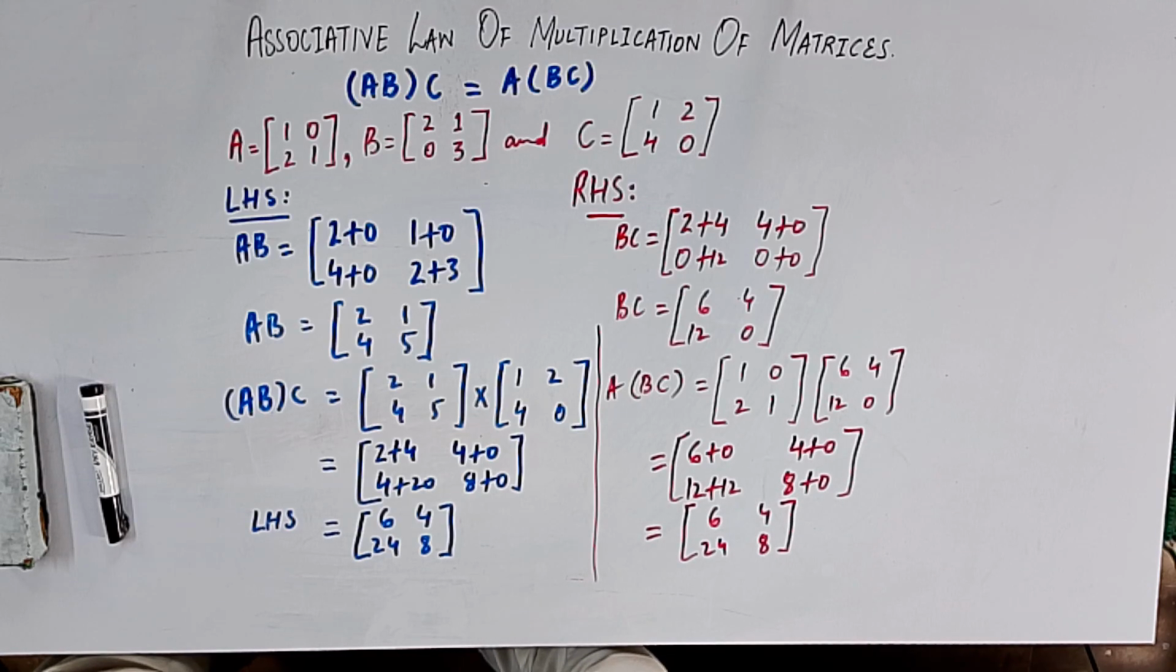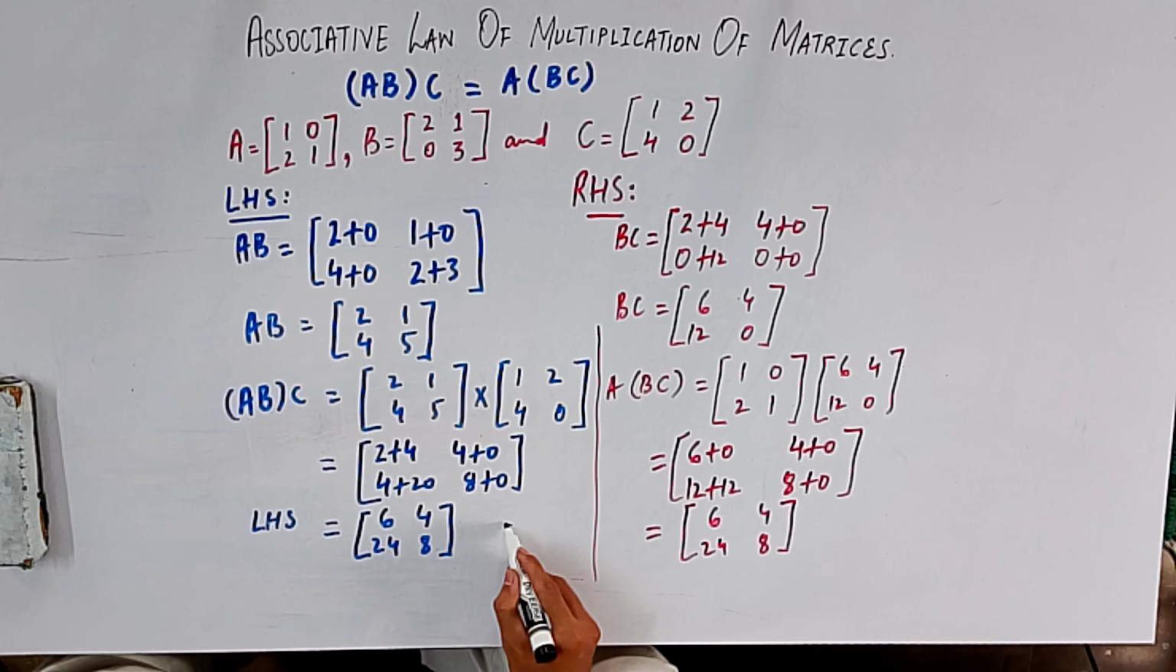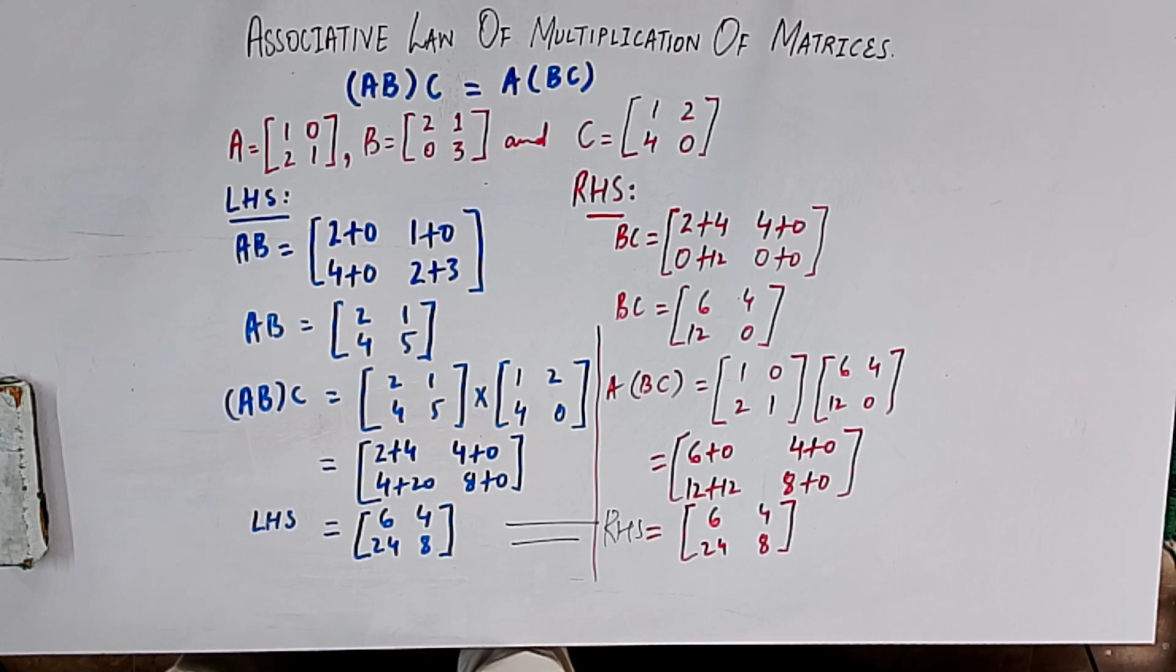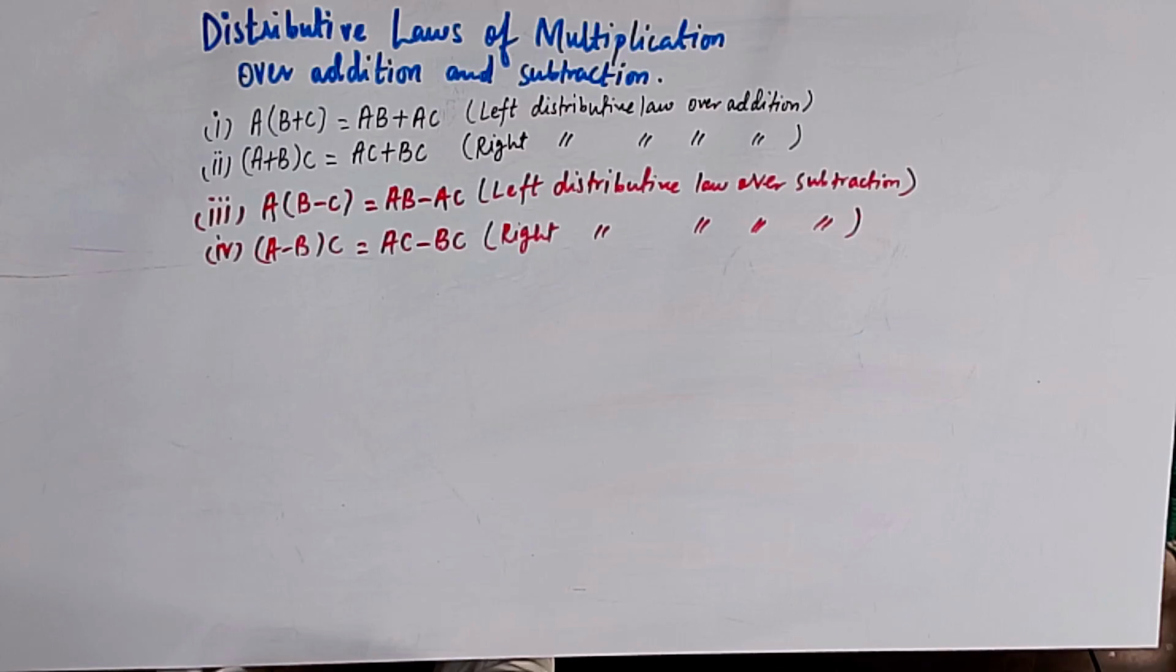So you can see over here that your left hand side is equal to your right hand side. This is verified. So this is associative law of multiplication of matrices, and you can prove it, but you need to remember the order and you need to remember the law as well. So now let's see another law related to multiplication of matrices.